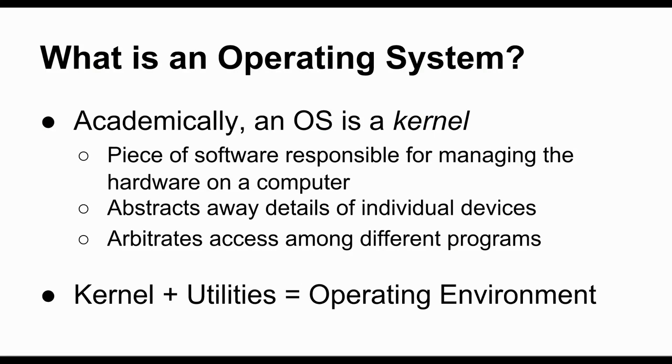And the operating system kernel arbitrates access among the different programs. In other words, I can have two different programs running on the same computer. Both of them can access the same hardware. That is technically, from an academic perspective, the meaning of an operating system. Now, in standard usage, when we say operating system, we really mean more than just the kernel. We mean the kernel plus some utilities and programs that come with the kernel. That's actually more precisely called an operating environment as opposed to an operating system.